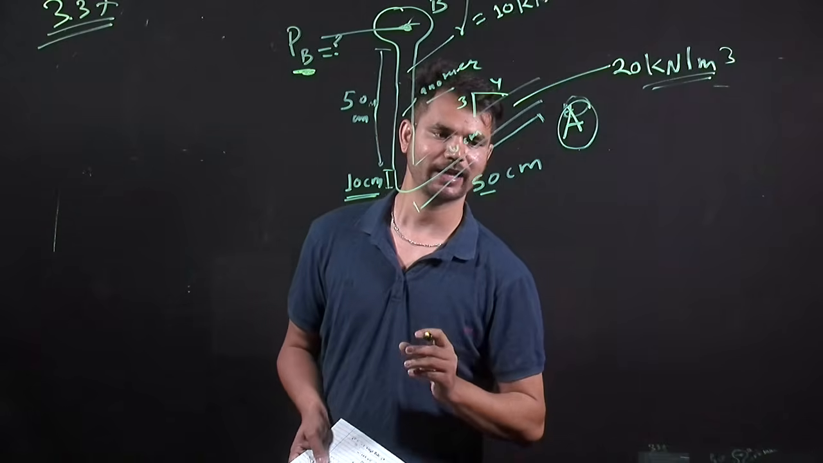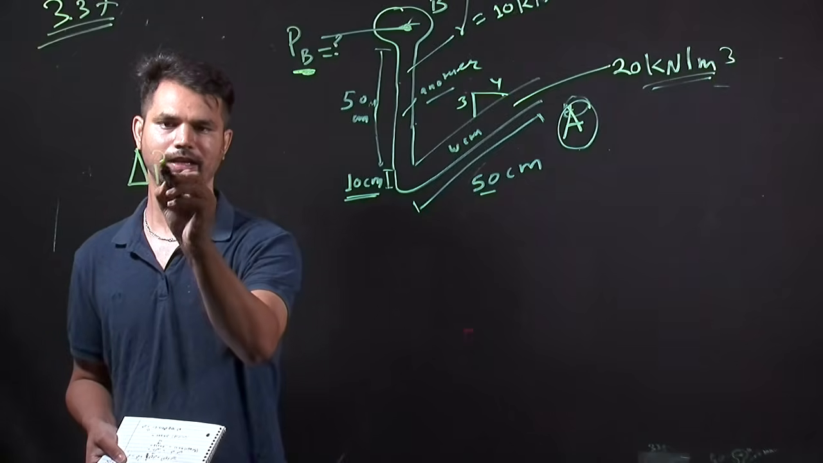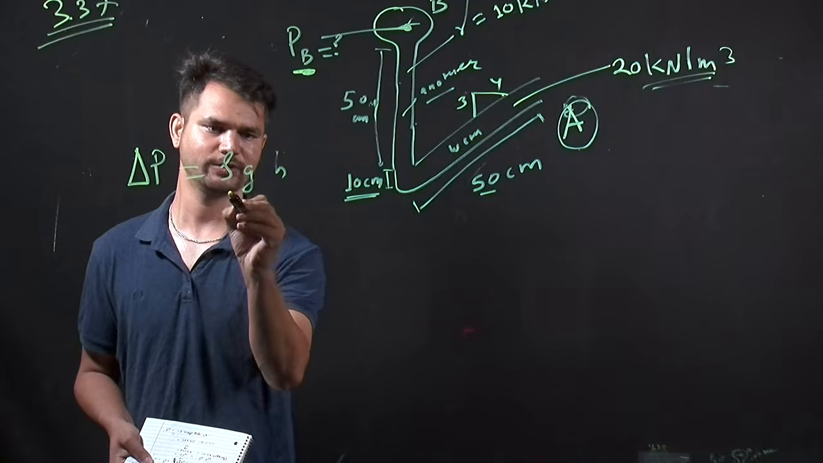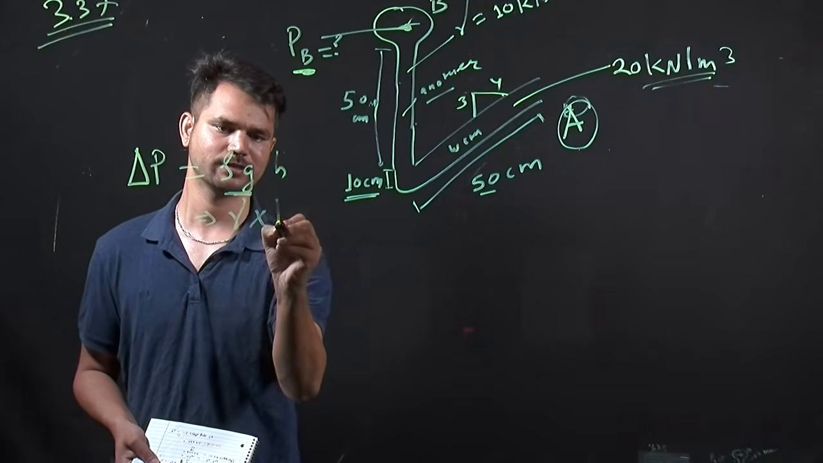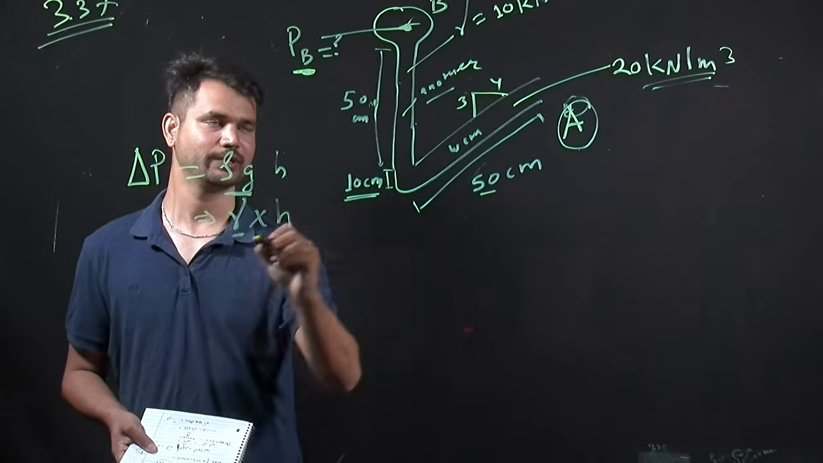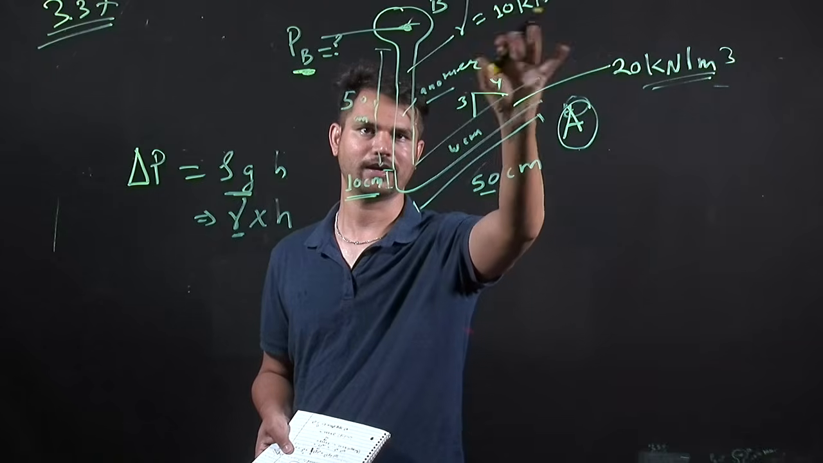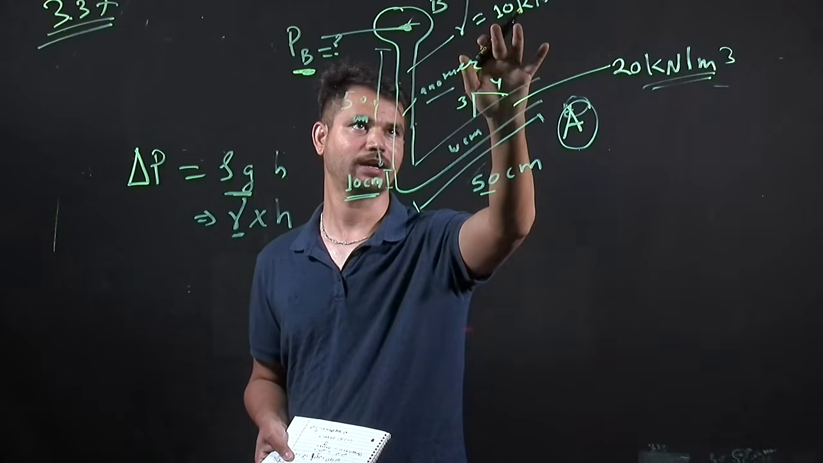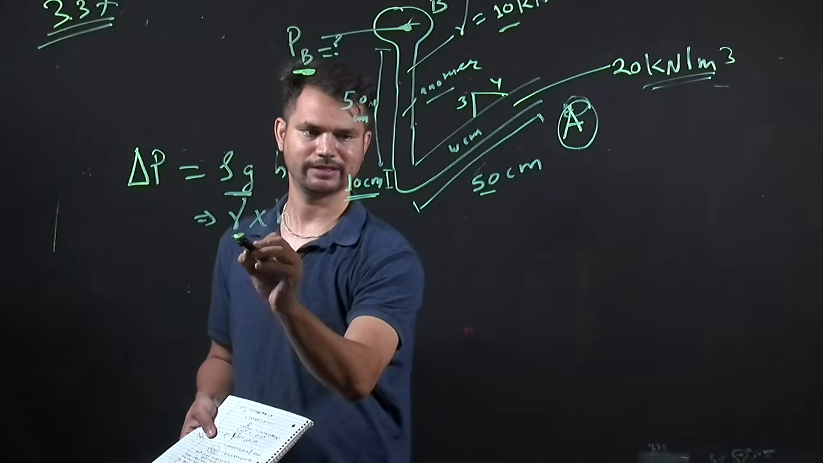So let me write the hydrostatic pressure equation. It is given as delta P equals rho g h. We know what this is: it's specific weight times h. Here we are given a specific weight for two different columns. For this column it is 20, and for this second pipe B it is 10. So we will be using this.